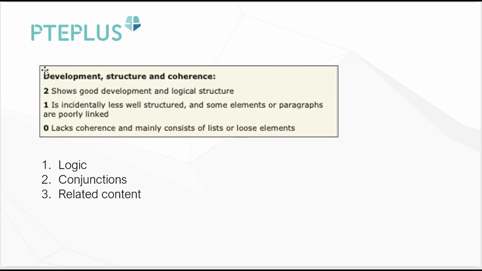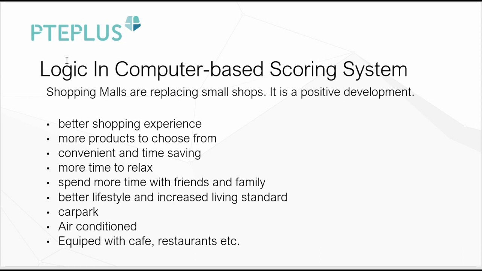Now let's move on to development, structure, and coherence. You can see here the requirements can be essentially broken down into three aspects: logic, conjunctions, and related content. So let's talk about logic first. Here we have a question. Shopping malls are replacing small shops. It's a positive development. Notice how we've got all these different points.